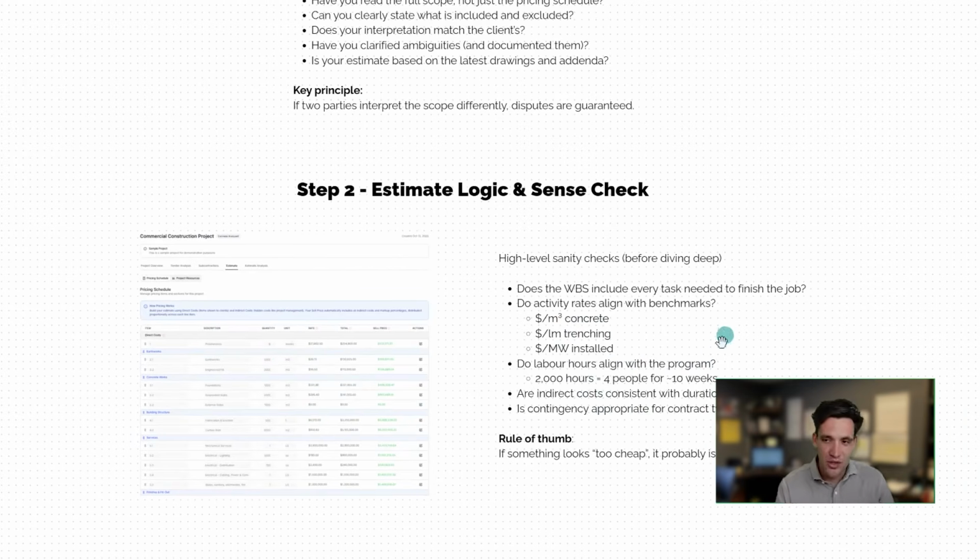If your dollar per meter cubed of concrete is a dollar per meter cubed, you've almost certainly got a calculation error somewhere. If a rate is 50 or 100% out from your historical cost rates, then you've likely missed scope.